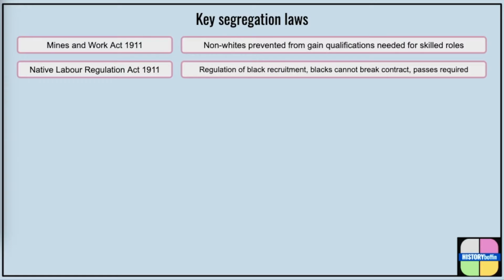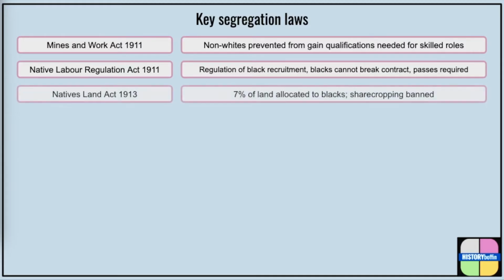Crucially, the creation of labour districts led to an expanded pass system, whereby all black men had to carry a pass containing their personal details, place of work, and length of contract. Movement outside the labour district was prohibited, and blacks could not break their contract.